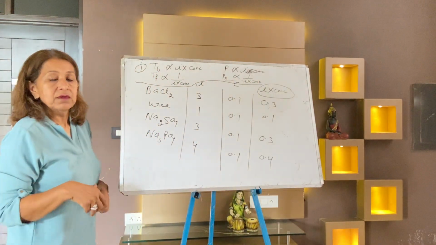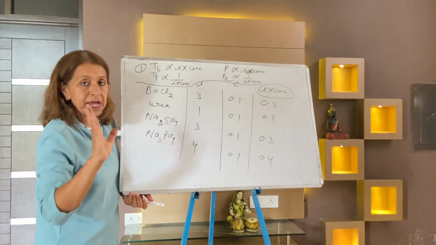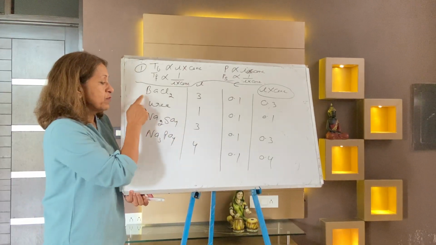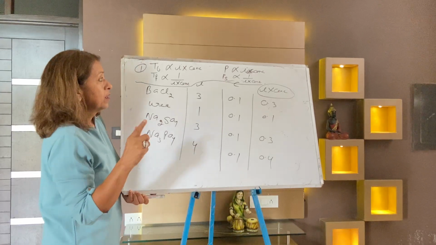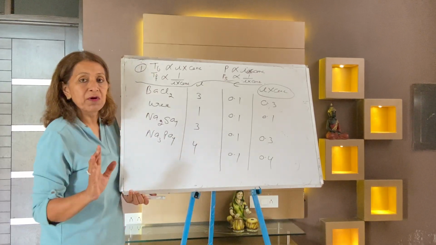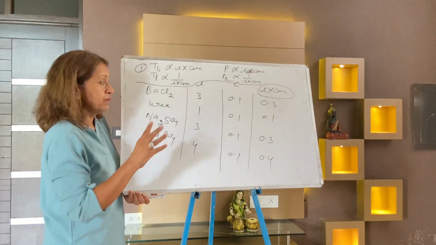So the same question, I am repeating the same question 4 times. Out of these 4, which one has more TB? Which has more TB and which has more osmotic pressure? Same answers. 2 questions covered.